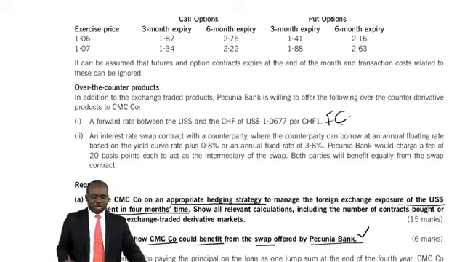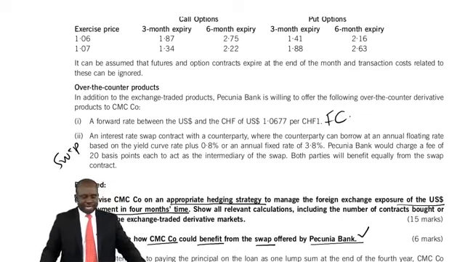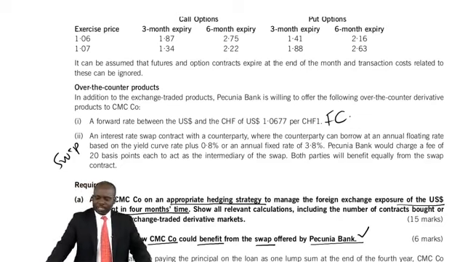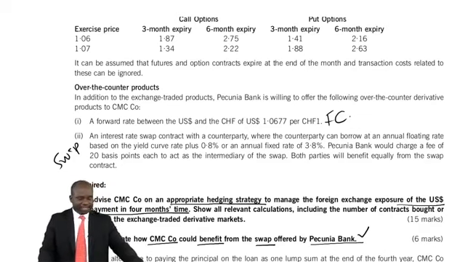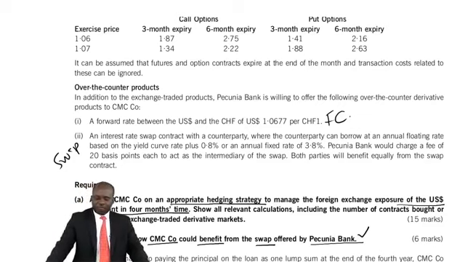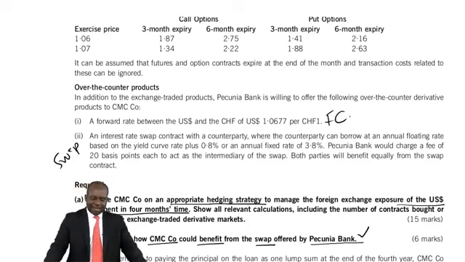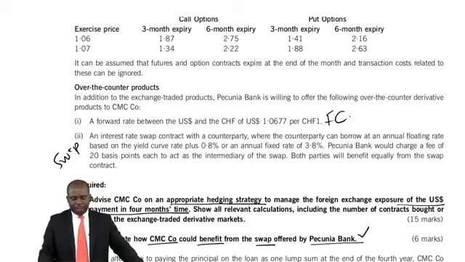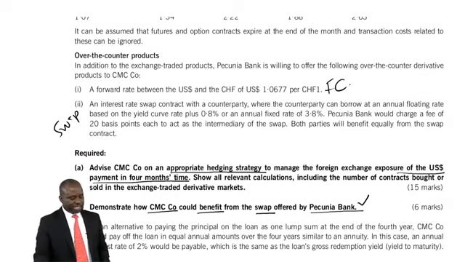An interest rate swap. So this is where the swap agreement is. Contract with a counterparty, where the counterparty can borrow at an annual floating rate based on the yield curve rate plus 0.8%, or an annual fixed rate of 3.8%. Pecunia Bank will charge a fee of 20 basis points each to act as the intermediary of the swap. Both parties will benefit equally from the swap contract. Okay, so that is the scenario.